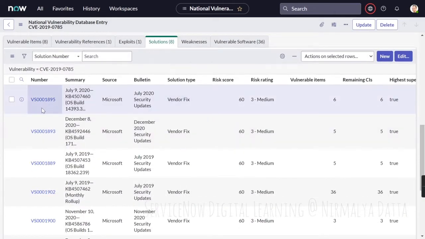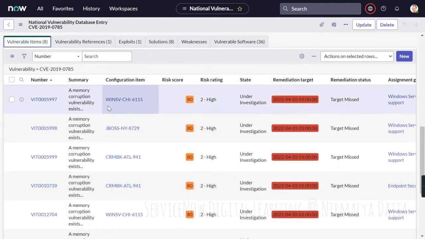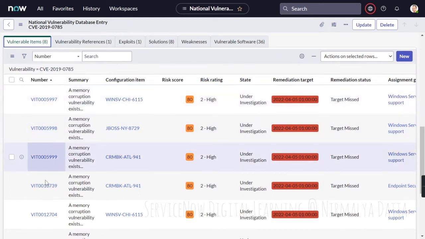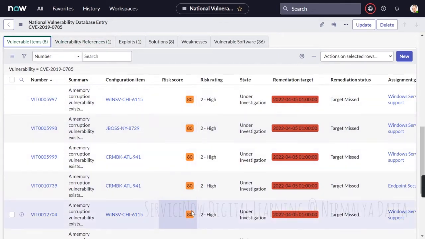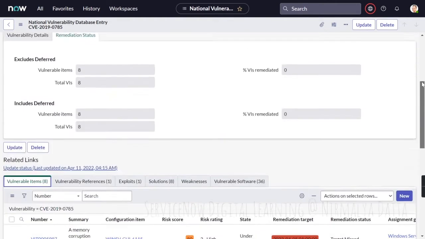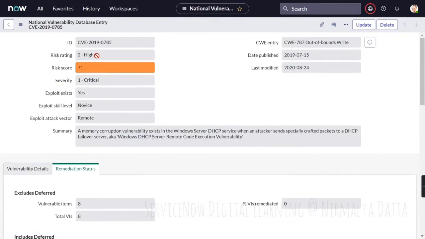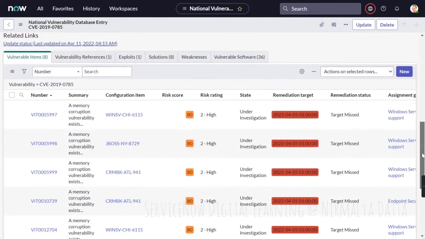As we were talking about the vulnerabilities, the configuration items affected by this particular vulnerability, you can get the full list of that in the related list of vulnerable items right from the vulnerability definition. Based on the risk score of these component vulnerable items, the system automatically rolls up the risk rating and risk score of this particular vulnerability definition. The process will be detailed in upcoming videos.